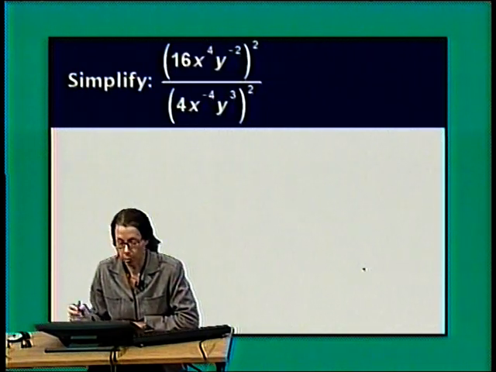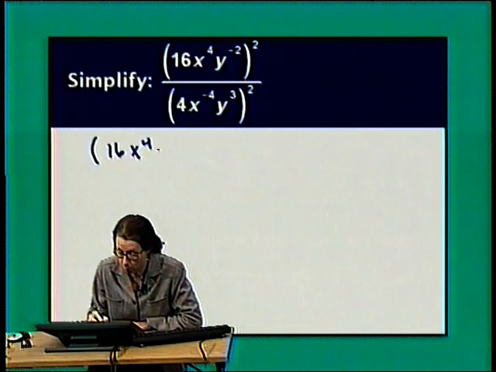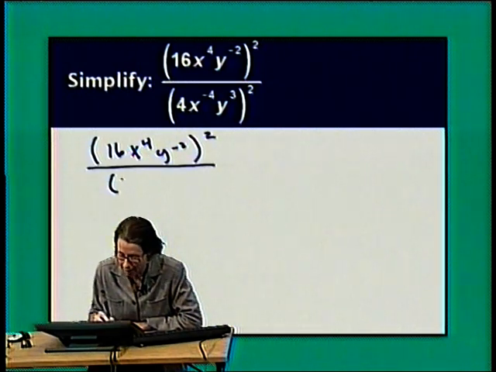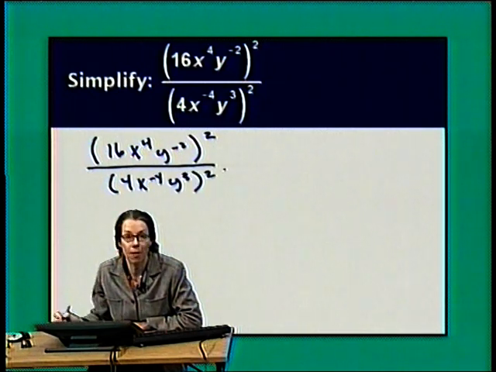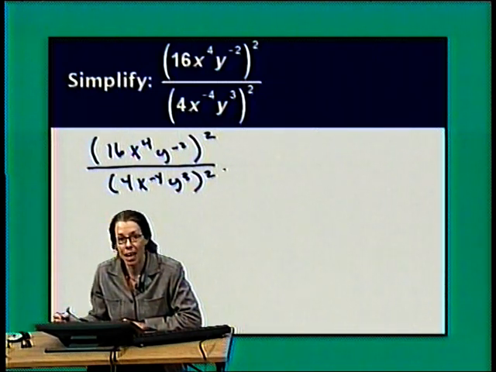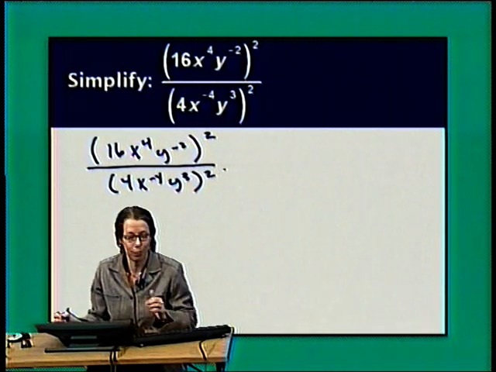Now here's a problem that's a little bit different than some of the ones we've looked at already. One of the things I notice when I write down this problem is that the exponent on the large base in the numerator and the base on the denominator is the same. I have an exponent of 2 on the expression in both the numerator and the denominator. And I can actually apply the quotient to powers rule in reverse here.